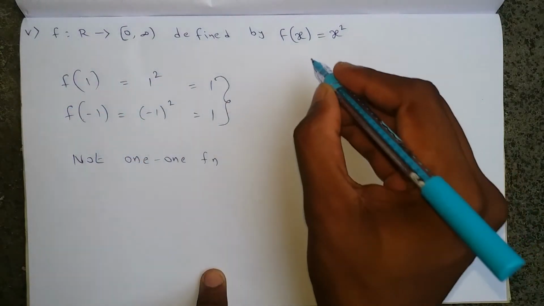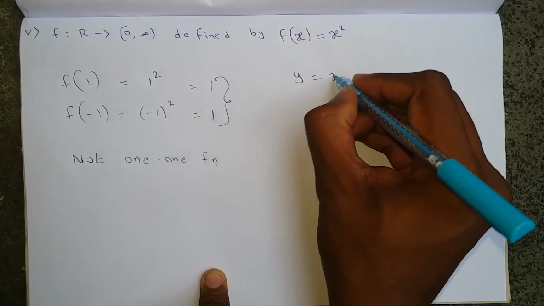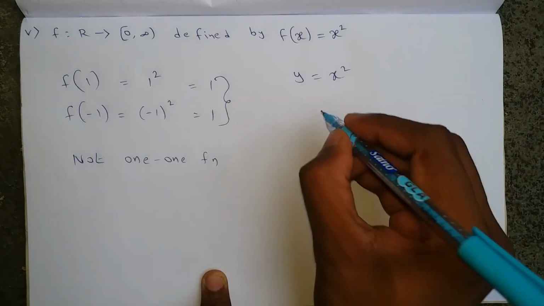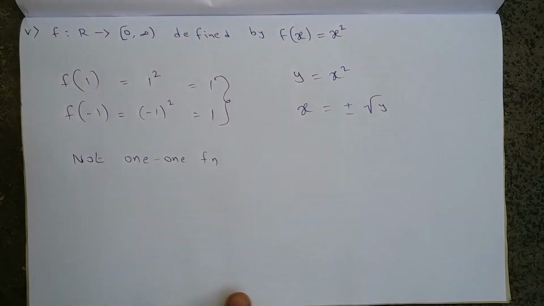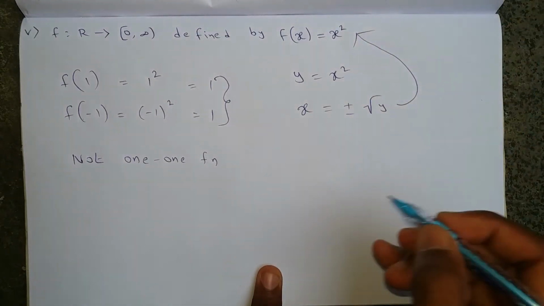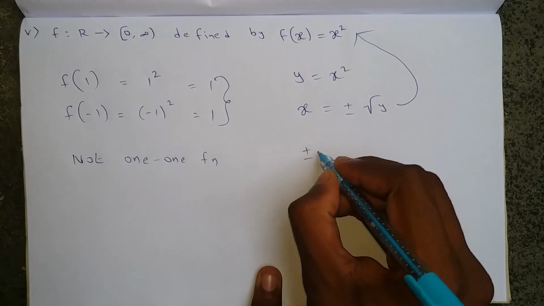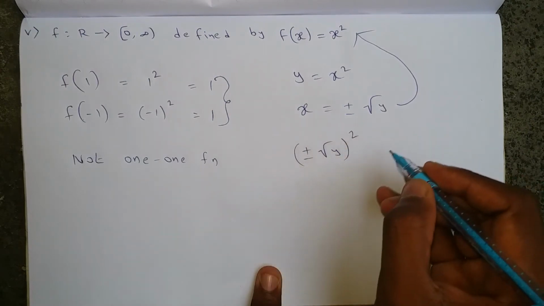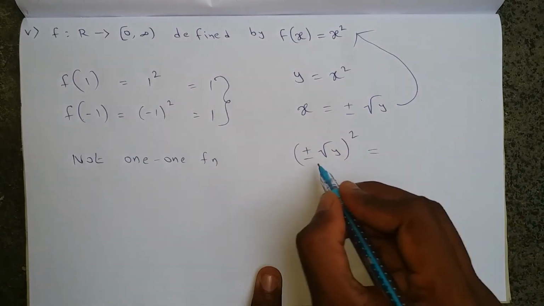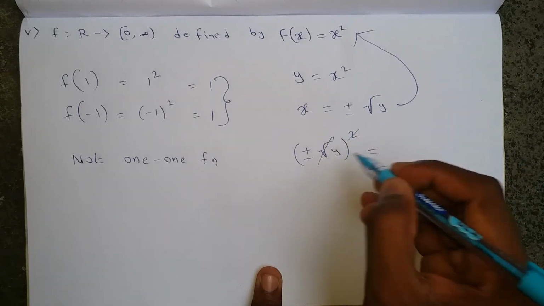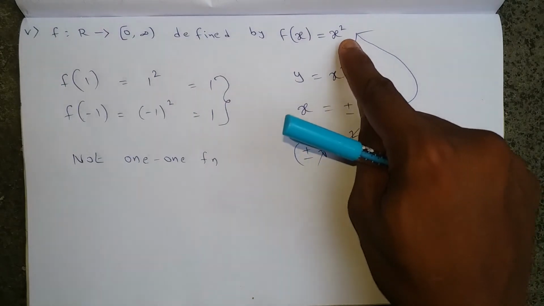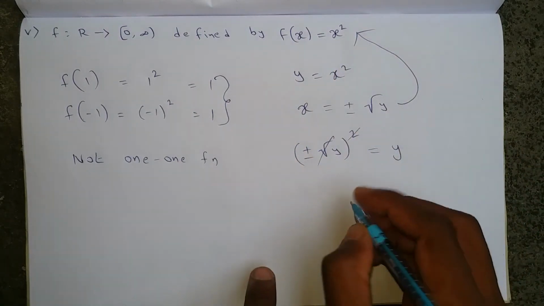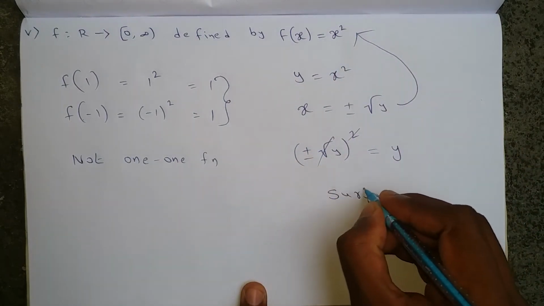The same we can write: f of x is nothing but y. So y is equal to x square. Y is equal to x square means the x value will be plus or minus under root y. Now this x value we need to substitute in the place of x. So plus or minus root y whole square. Plus square is plus only, minus square is also plus only. Square root and square cancel, so we remain with y. So when we substituted the x value in the given function, again we got y only. So we can conclude this is surjection.